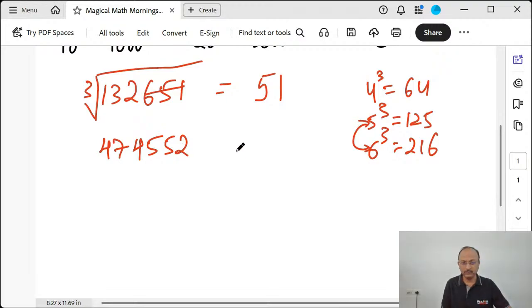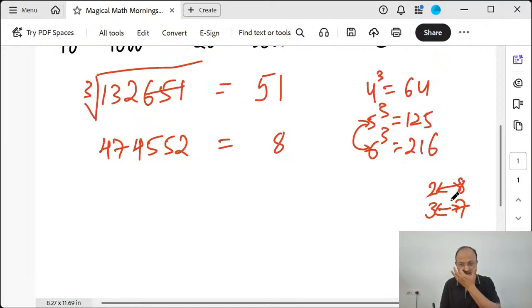474,552. Last digit is 2 means its cube root is ending with 8. See, only remember 2387. These are using the complementary numbers. Rest all numbers are using the same number also. That's also very short trick.